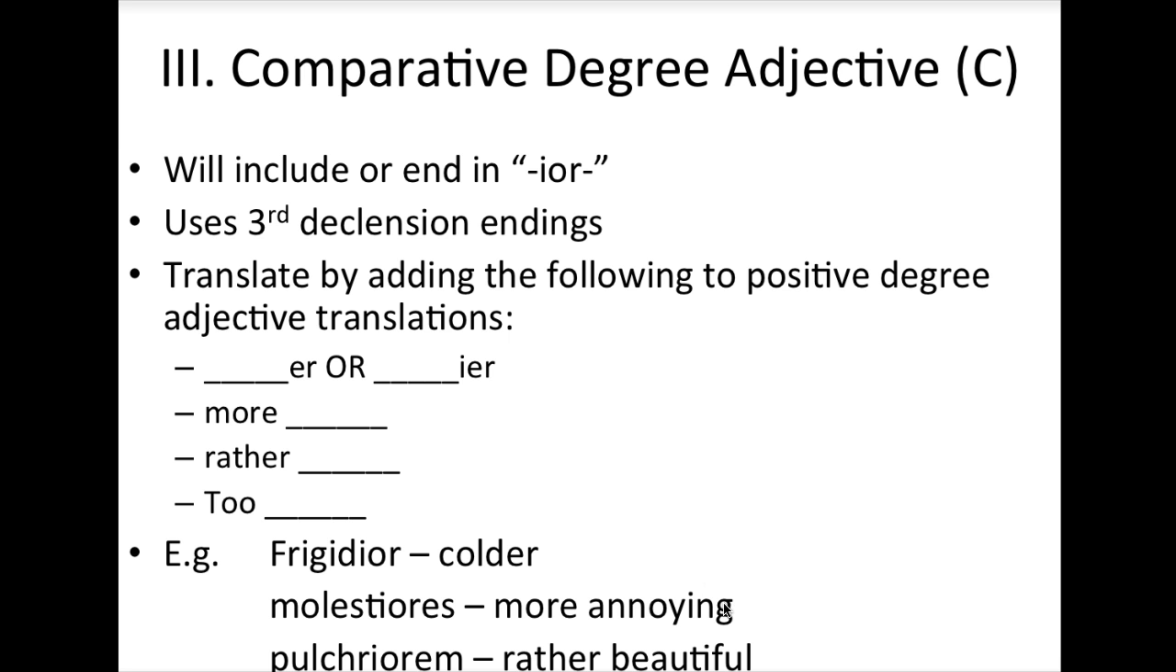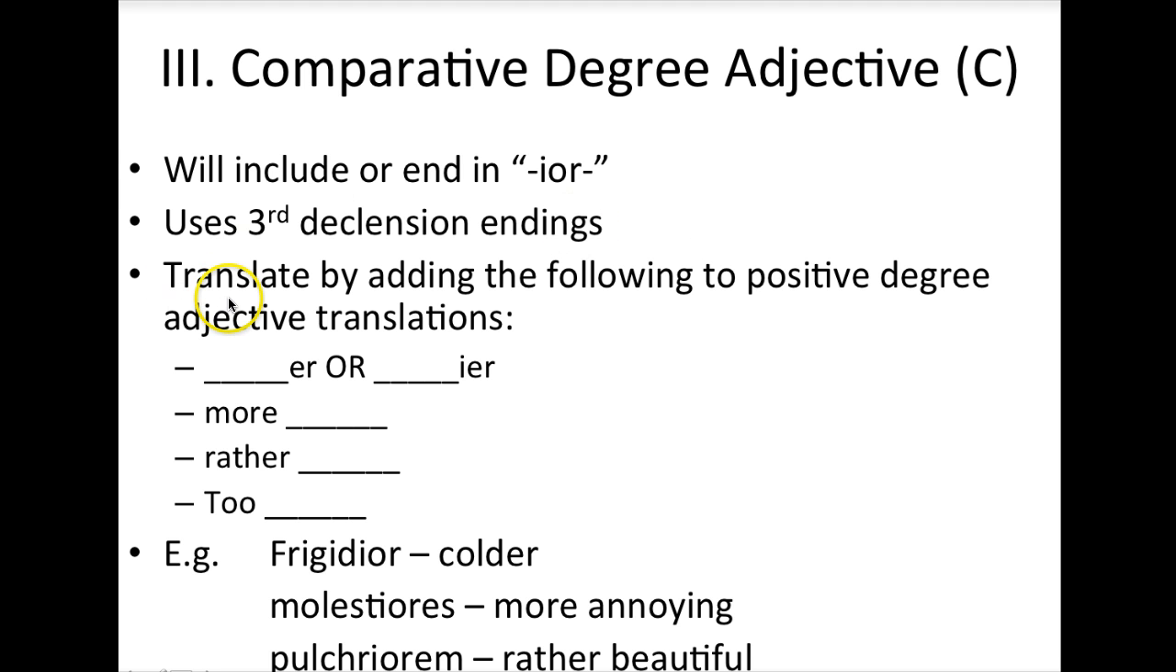Now the comparative, we have something that you can't just look up in the dictionary. You're going to have to add something to what is in the dictionary, to the positive degree. So this will include or end in the letters I-O-R. So ior is going to either be in the word or at the end of the word. It could be either one, depending on what case it is, what function it holds in the sentence. No matter what, these comparative adjectives always use third declension endings. It doesn't matter what type of adjective it is in the positive degree. These comparative adjectives will always use third declension endings.